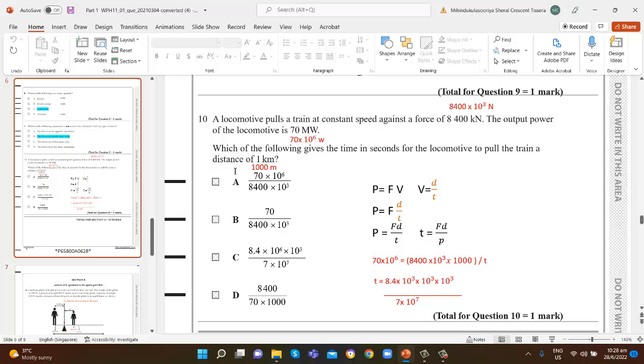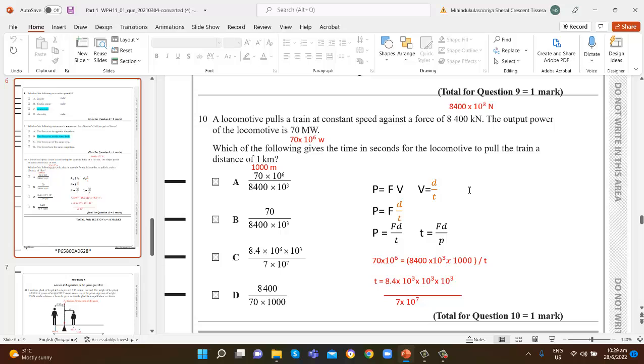Calculating. Which of the following gives the seconds? So now, 1 kilometer. We are not dealing with kilometers, so we have to translate into meters. It is 1000. I have put it in red for you to understand. Now see, they are asking P. So P, you know, is F and V. So what is V? Distance over time.